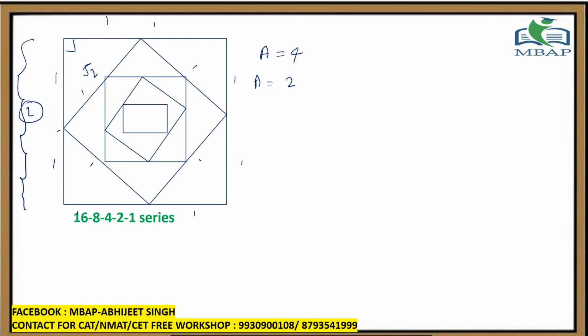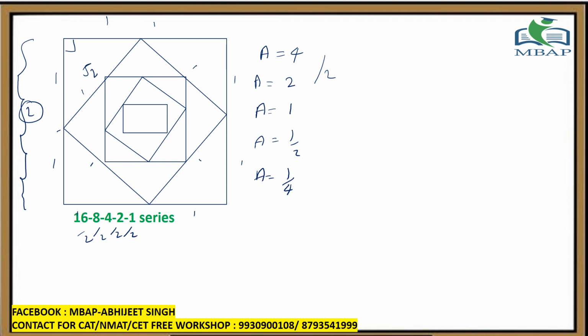Can you see how the values are changing? The bigger square is 4 and the inner square is going to be 2. It is just reducing by half. What's going to be the area for the third square? It's going to be 1. The fourth square will be half. The fifth square will be nothing but 1 by 4. If you have understood this pattern, this is nothing but a geometric progression where all the consecutive values are just reducing by half.